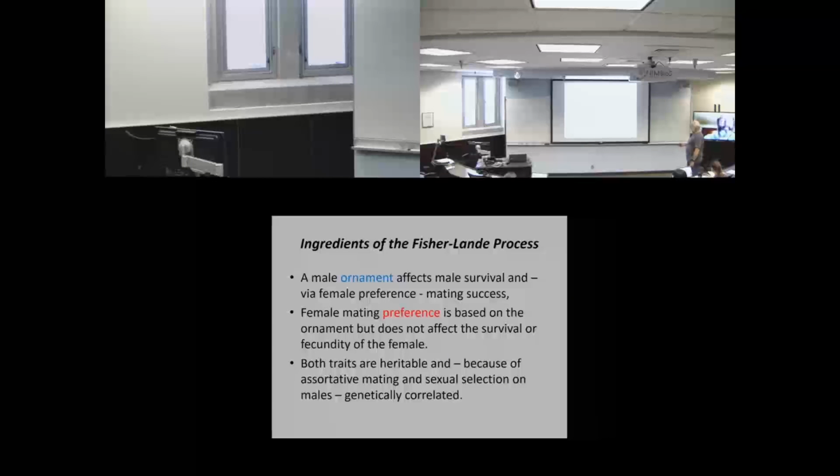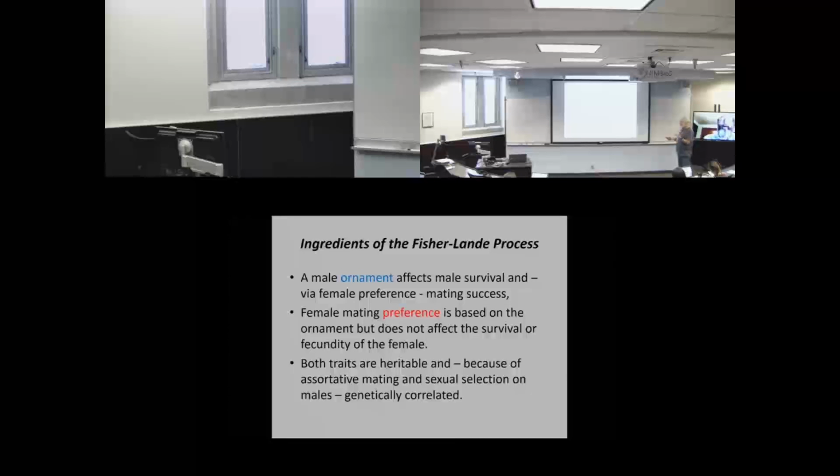And then you've got a female mating preference that is based on the ornament in question, but doesn't affect the survival or fecundity of the female. We're going to relax those assumptions in a minute. Now, this is really a general treatment because the ornament needn't be a tail. It could be a feature of genitalia, it could be a pheromone, it could be lots of things. And then for preference, you're thinking of some female attribute, often in her brain, but sometimes in her morphology, that's affecting mating success of that feature in the female population.